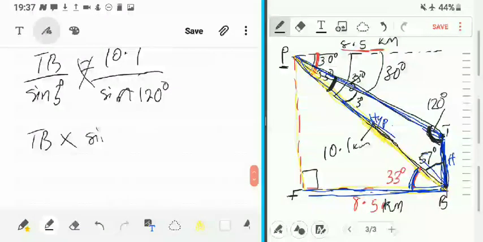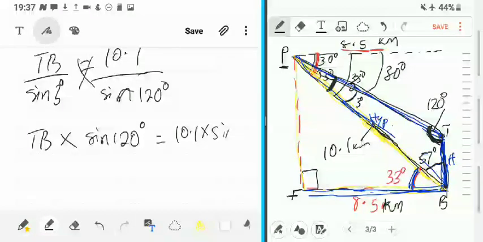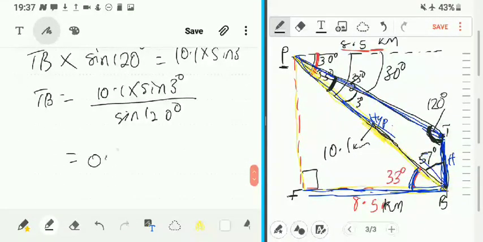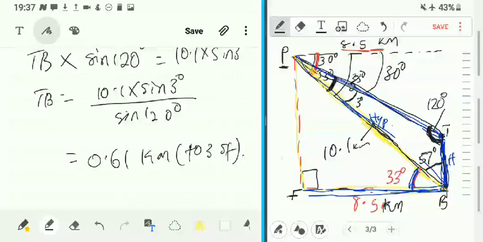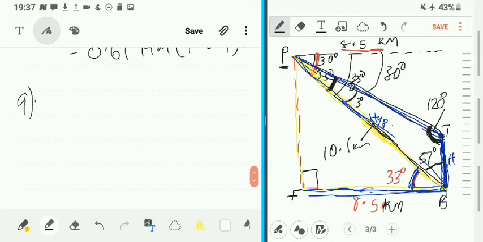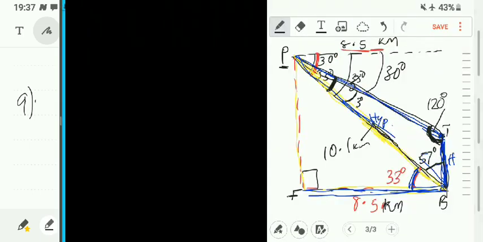So TB times sine 120 degree, if you cross multiply, equals 10.1 times sine 3 degree. So TB is equal to 10.1 times sine 3 degree divided by sine 120 degree, which is equal to 0.61 kilometer to 3 significant figures. Okay, so the height of the control tower was 0.61 kilometers. So that's about that. Let's move straight away to number 9.